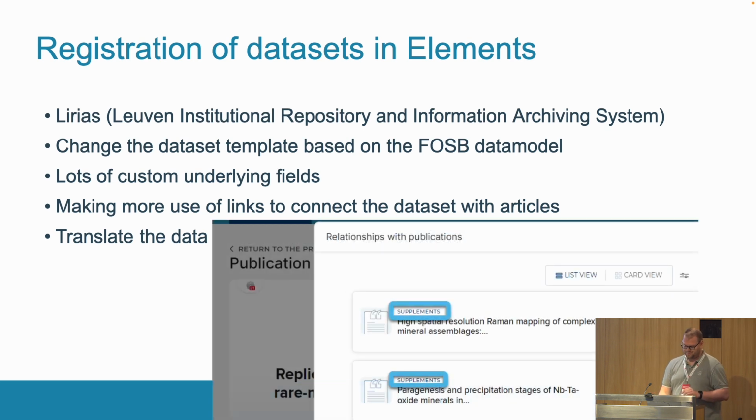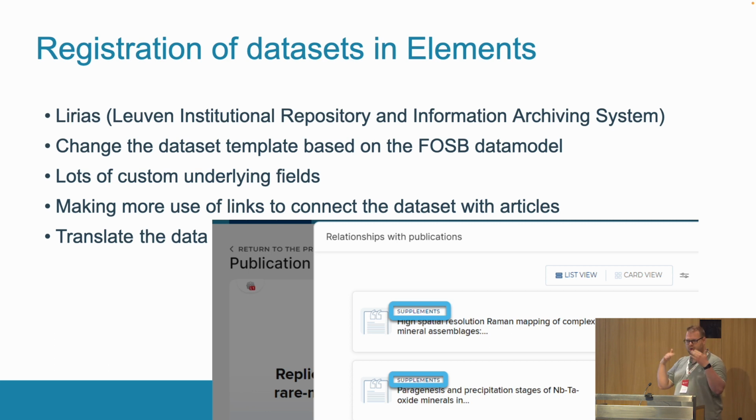And we also had to use the link options in Elements more, because also in FRIS and for the KPIs, they told us the dataset has to be connected to an article, and if that article is connected to a project, that's part of how the dataset will be counted for the KPIs. So their focus, again, even though the dataset was published, was it has to be linked to an article, and only then it will be counted for the KPI.